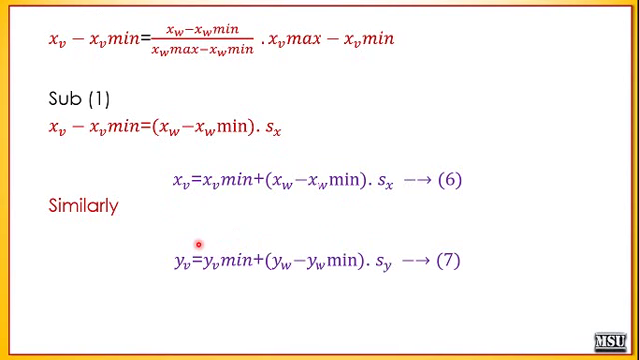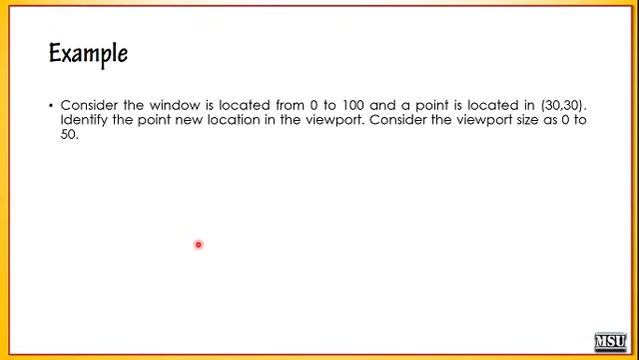Now let us discuss an example for this conversion. Let us consider a window located from 0 to 100, so the size of the window is 100, and a point is located at 30, 30. Identify the point's new location in the viewport. Consider the viewport size is 0 to 50. So the window is 0 to 100 and the viewport is 0 to 50, so we know that the viewport size is reduced.